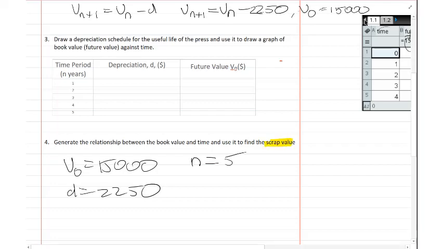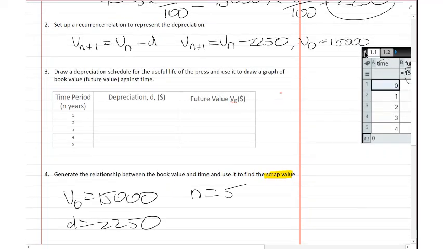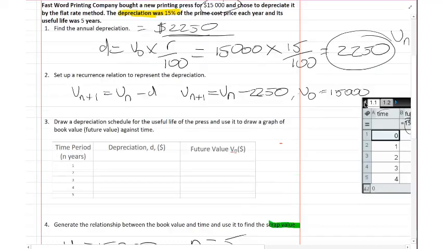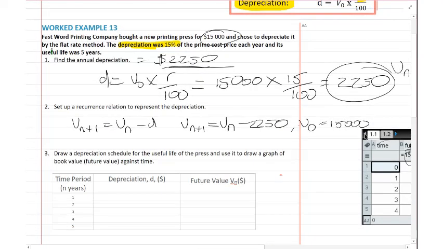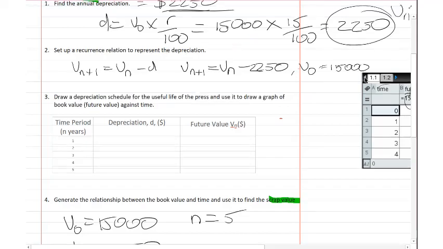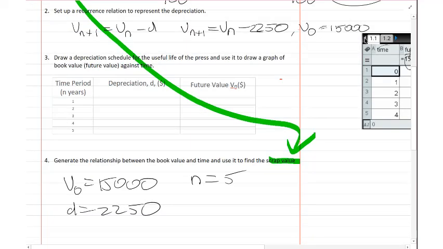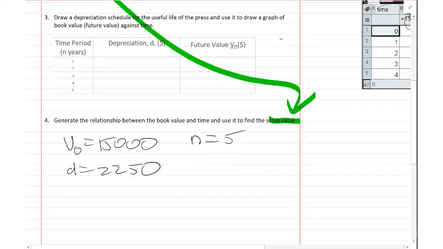Where we link that back up to, actually, I'm going to change colors so I can make that link a bit clearer. Okay. Let's pick the green. Scrap value and its useful life was 5 years. So that's where I can make that link. Useful life was 5 years. That's what we're talking about, scrap value there. Okay. All right, but first let's generate a relationship.